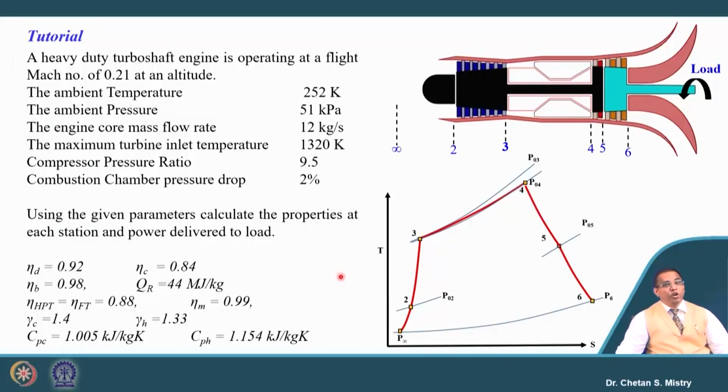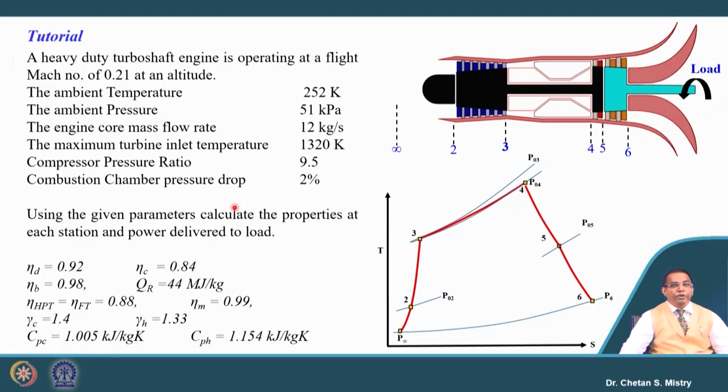Now, let us take one numerical, which will build confidence in doing the cycle analysis for a turboshaft engine. Let us consider a heavy duty turboshaft engine with a flying Mach number of 0.21 at an altitude where pressure and temperature are 51 kilopascal and 252 Kelvin. The engine core mass flow rate is 12 kg per second. Maximum turbine entry temperature is 1320 Kelvin. The compressor pressure ratio is 9.5.